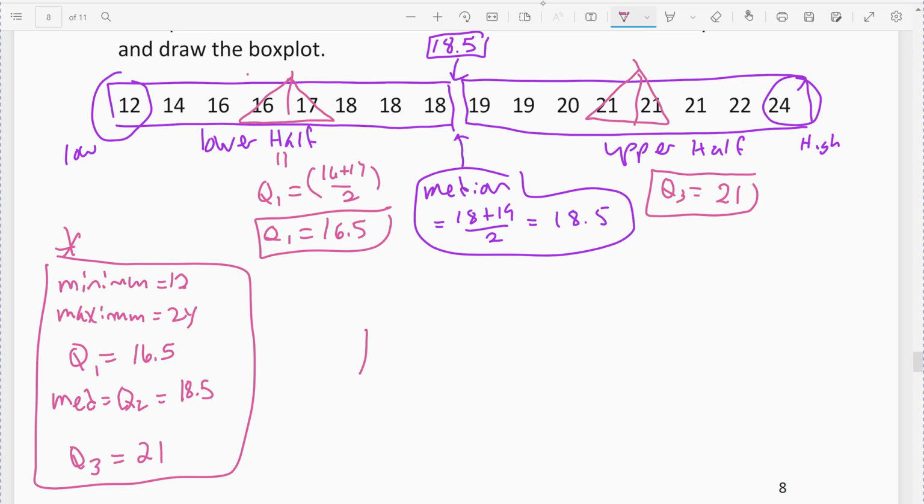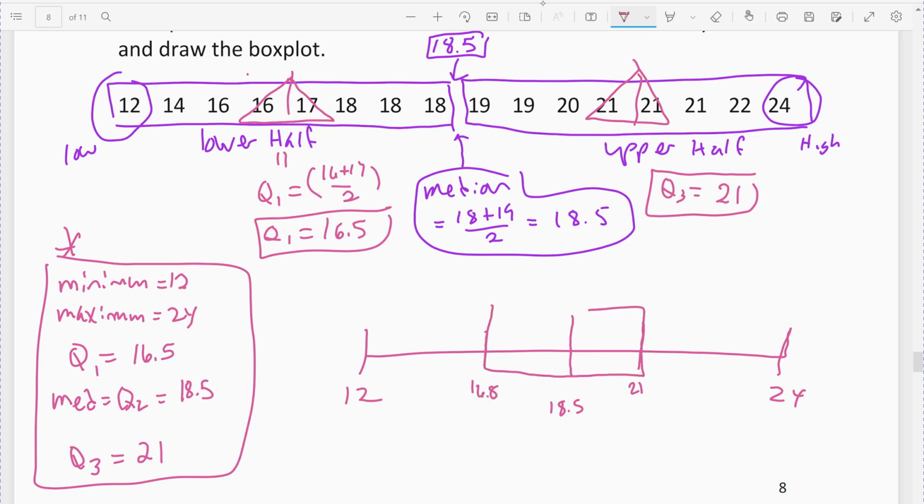So draw a line, goes 12 is the starting value, 24 is the stopping value, 18 and a half, so again 18 and a half is close to the middle. It's a little closer to 24, so I'm just going to mark off 18.5. And then 21 and 16 and a half. And there's my box. Alright, so again, it's just a simple box.